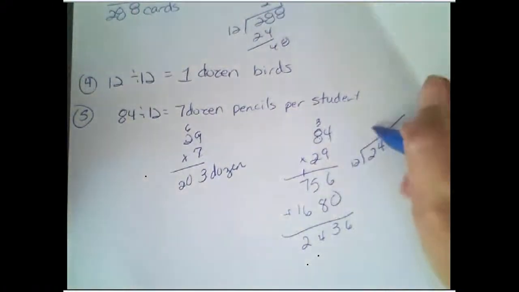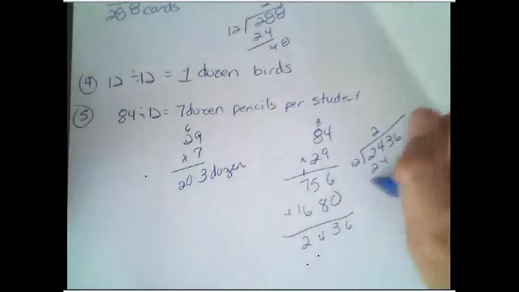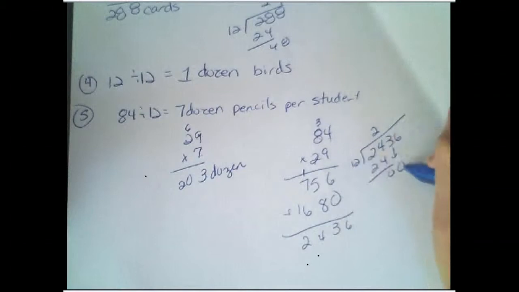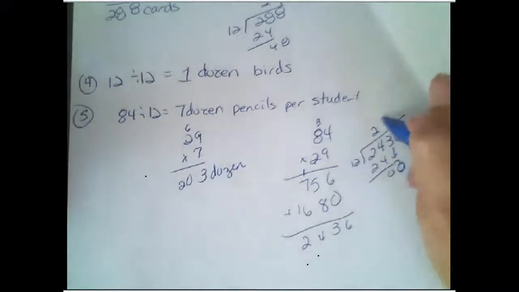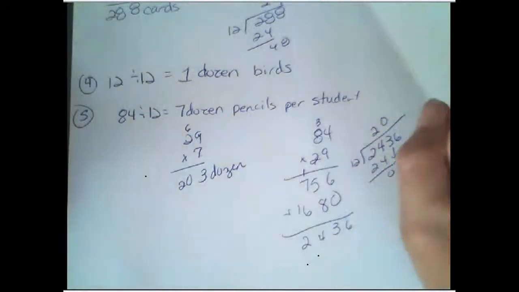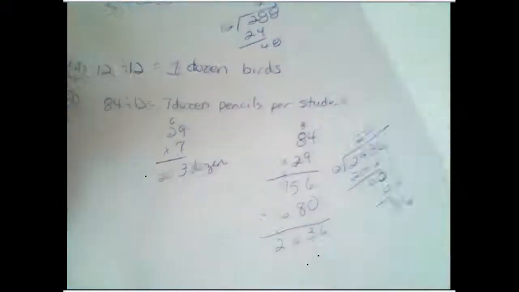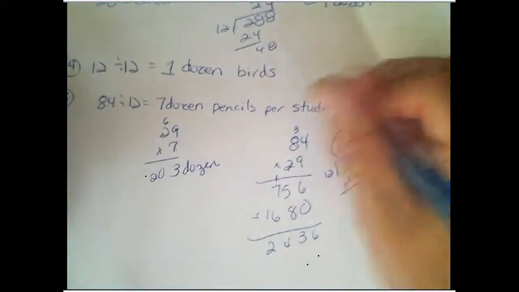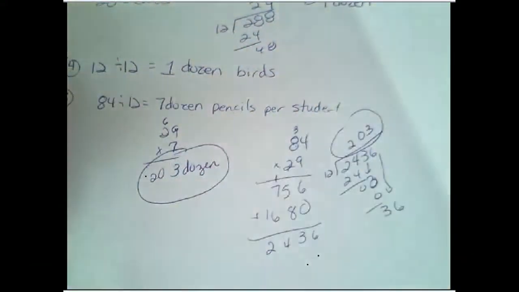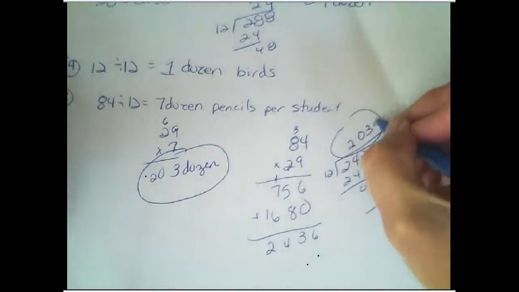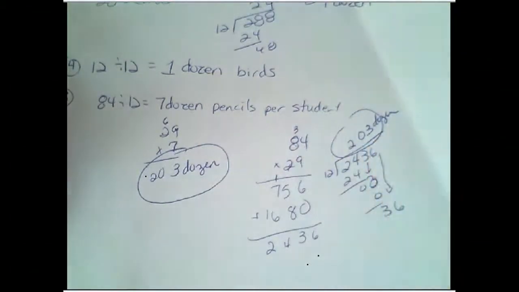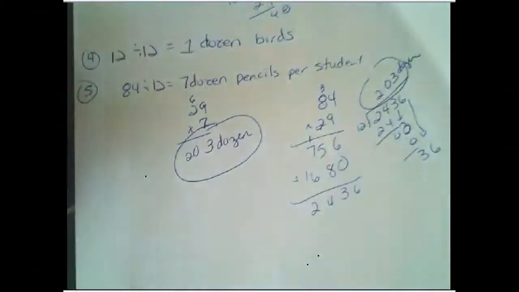12 goes into 24 twice. 12 goes into 3 0 times. 12 goes into 36 3 times. And again, we would get the same number, 203 dozen. You could solve that either way, your choice.